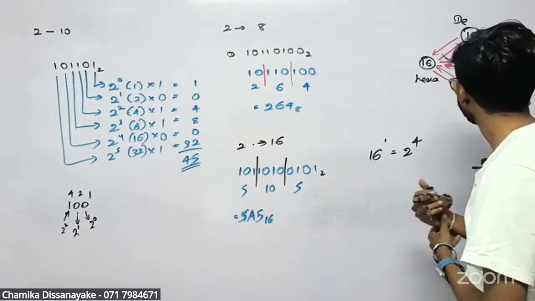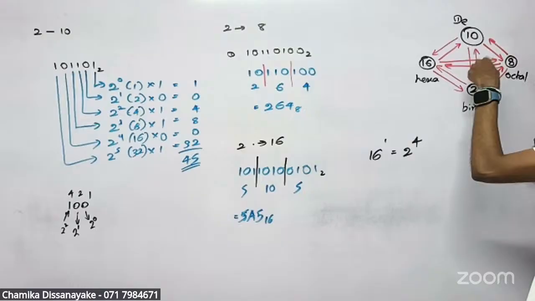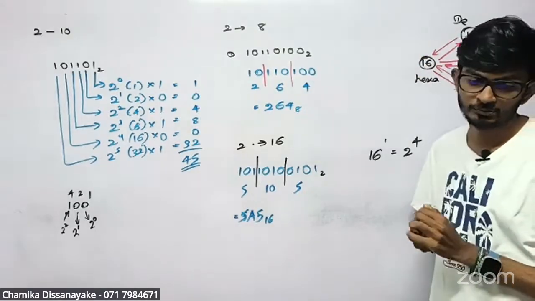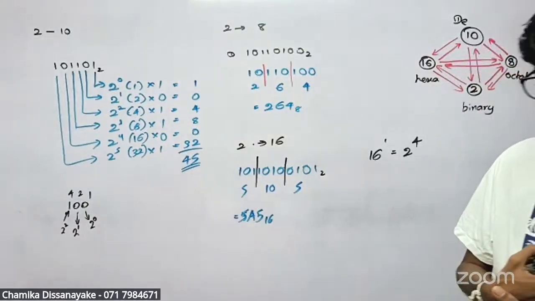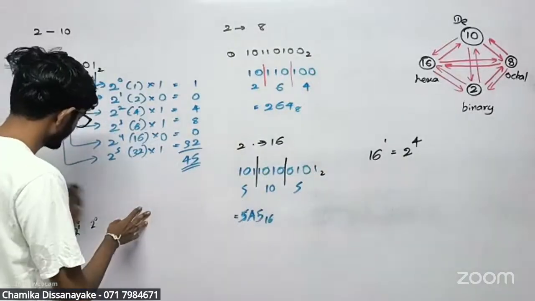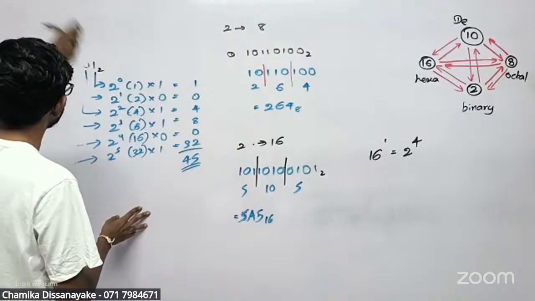Okay. This is about binary. Let's learn how to convert octal to these two numbers and hexadecimal to these two numbers. That's all. Right, I'm going to just clean this one. If there's something you didn't understand, just raise your hand and tell me.